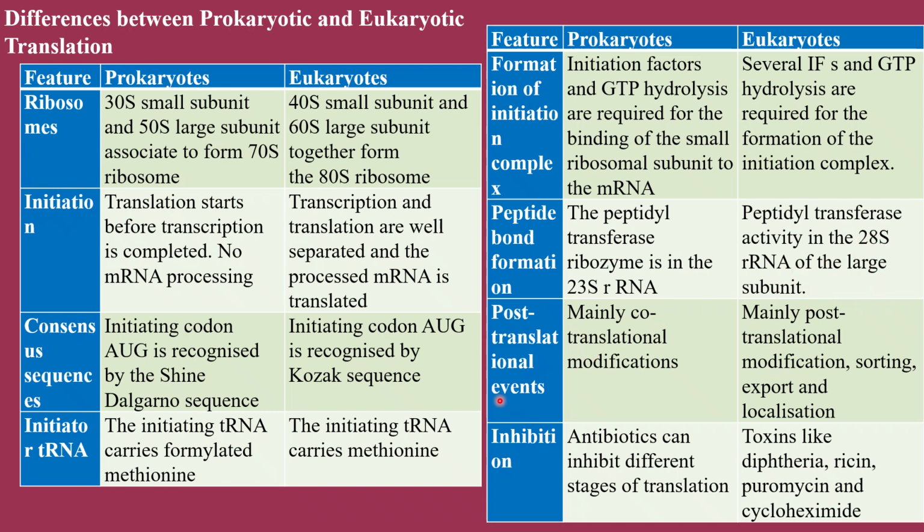Then post-translational events. In the prokaryotes, it is mainly co-translational modification. Then in the eukaryotes, as you have just seen, mainly post-translational modification followed by sorting, export, and localization. It all happens in coordination with the endoplasmic reticulum. Then inhibition. Antibiotics can inhibit the different stages of translation in prokaryotes, while in the eukaryotes, toxins like diphtheria toxin, ricin, puromycin, and cycloheximide are all inhibitors of eukaryotic translation.